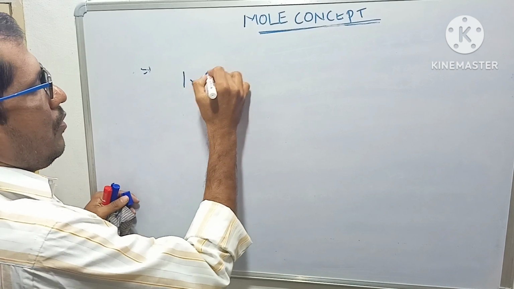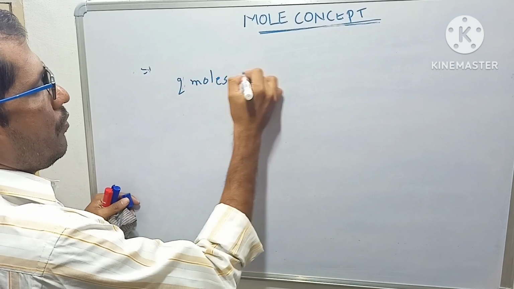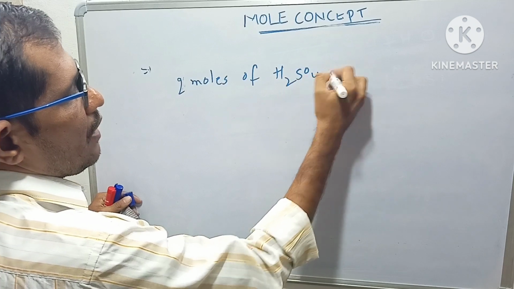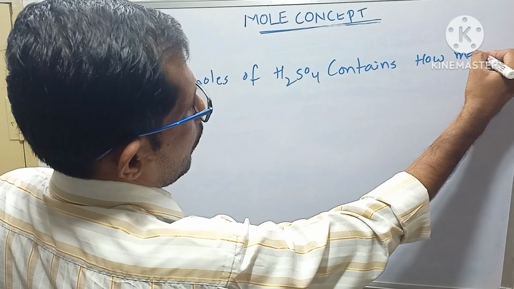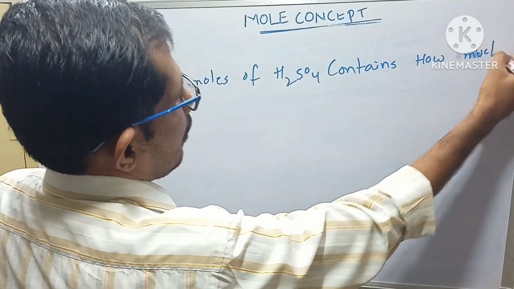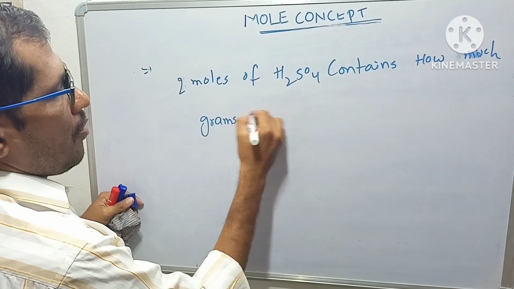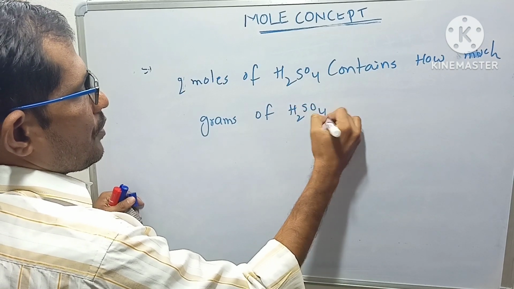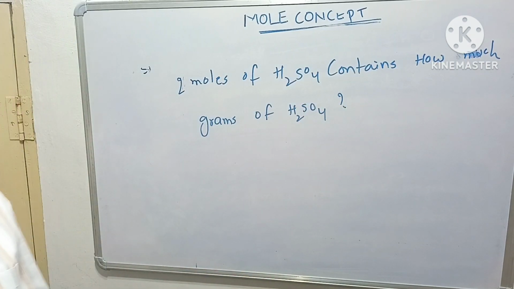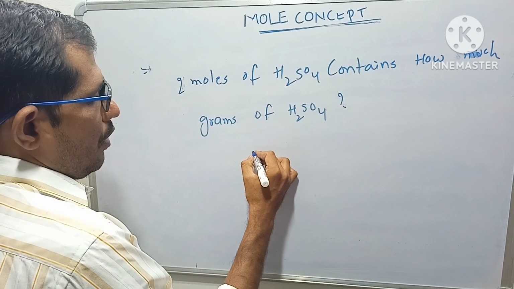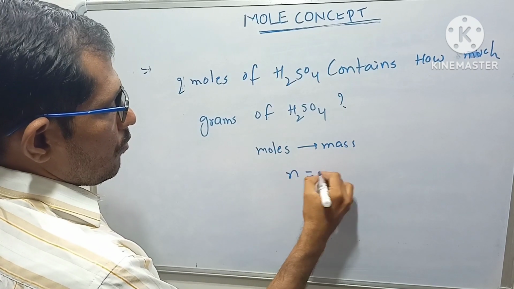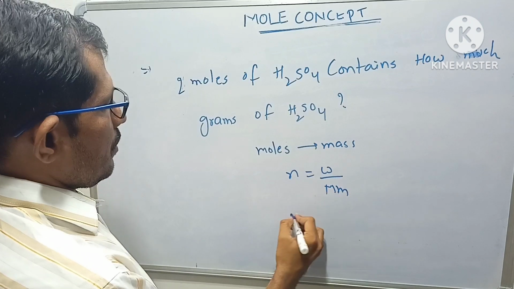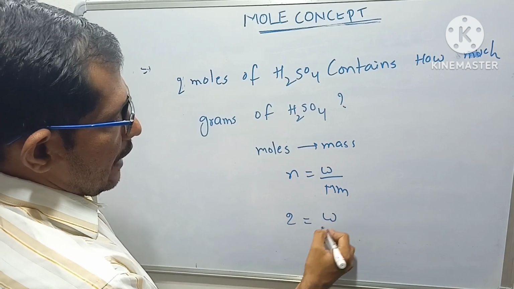Today I am going to solve a simple question on mole concept. The question is: 2 moles of H2SO4 contain how many grams of H2SO4? This is the direct question. We have the formula to convert moles to mass. So what is the formula we have? Moles equal to weight by molar mass, right? We have 2 moles. Weight we need to calculate.